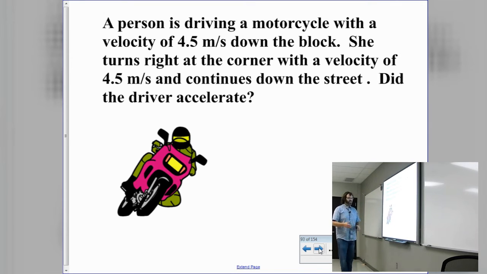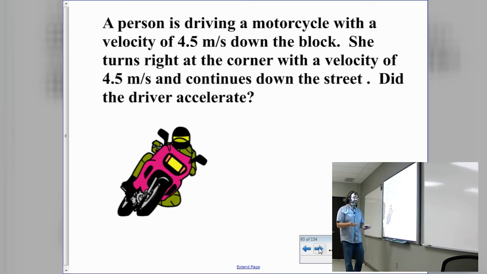So this brings us to the next question. A person is driving a motorcycle with a speed of 4.5 meters per second down the block. She turns right with a speed of 4.5 meters per second and continues down the street. Did the driver accelerate? The answer to this is yes.